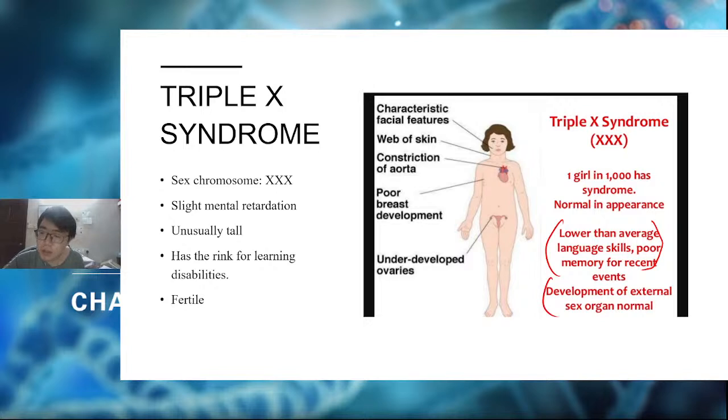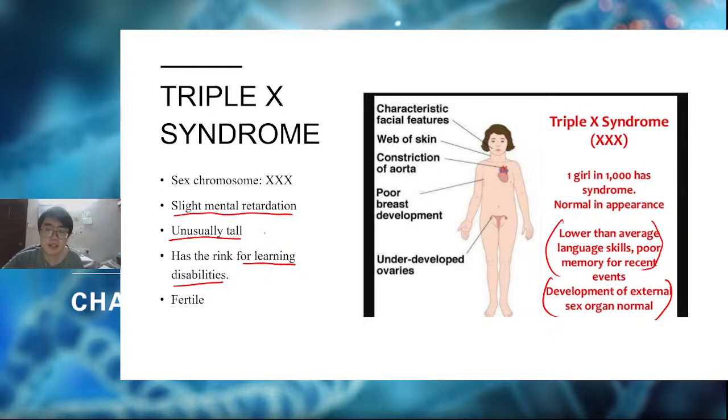And also development of external sex organ normal. And also it has slight mental retardation. And unusually yang perempuan ni pun sangat tinggi punya. Kebanyakan perempuan ni sangat tinggi. And also has a learning disability lah. Maksudnya dia kalau nak belajar, keupayaan orang ni untuk belajar adalah sangat rendah lah. Tak macam orang biasa lah. Orang biasa kalau belajar boleh ikut dengan standard yang ditentukan oleh KPM. Tapi orang ni tak boleh.